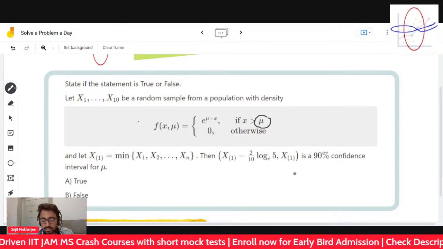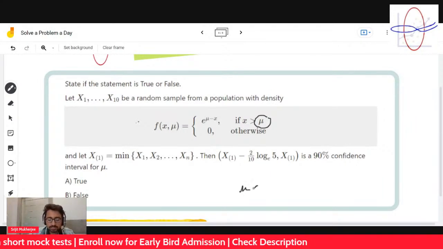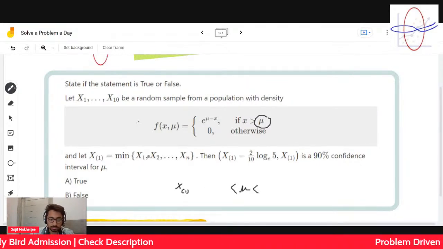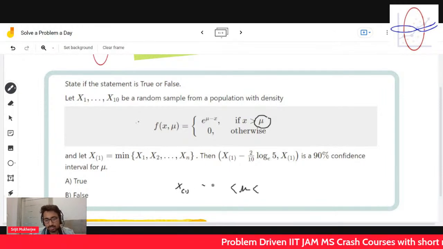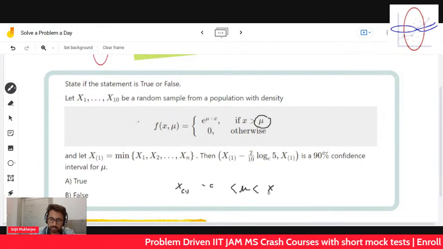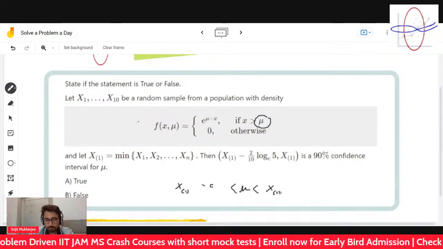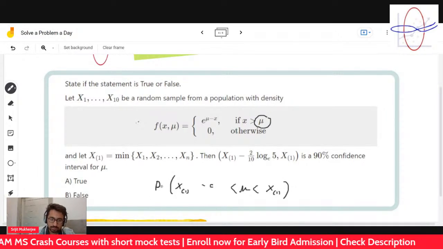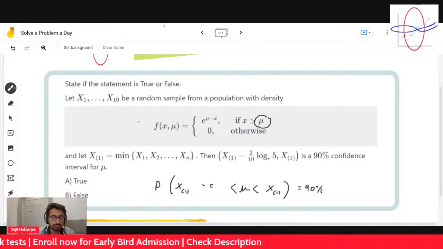So this is a confidence interval. What does it mean by a confidence interval? It means that mu lies in this interval. Here x1 is the minimum order statistic. So x1 minus a certain constant c is less than mu, and mu is less than x1. The probability of this happening is 90%, 0.9. This is the problem.